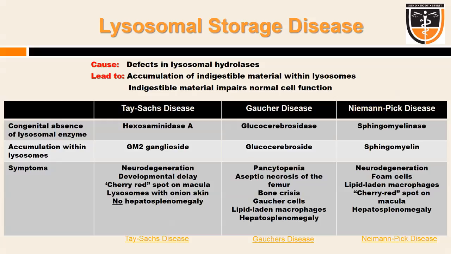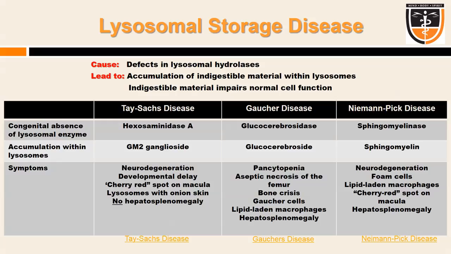Lysosomes will have an onion skin appearance. If you look at them in the microscope, specifically the electron microscope, you'll see lysosomes that have layer after layer of deposits, so it looks like an onion. And they will not have hepatosplenomegaly, and I'll explain why. They will not have an enlarged liver or spleen.